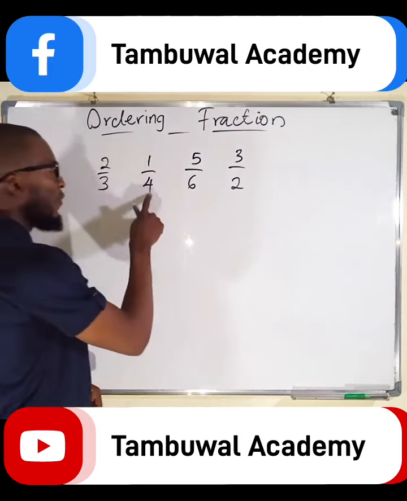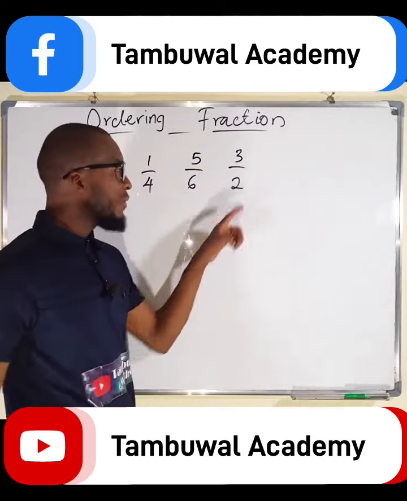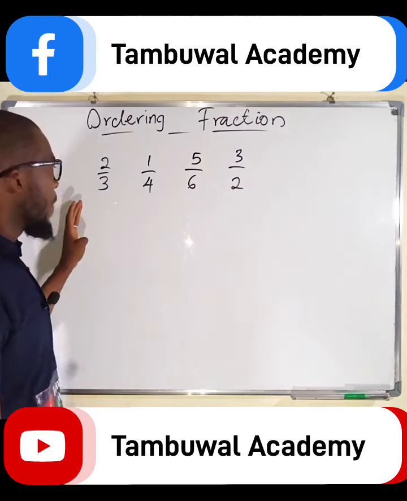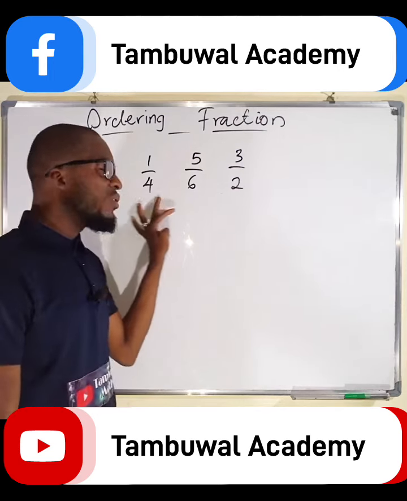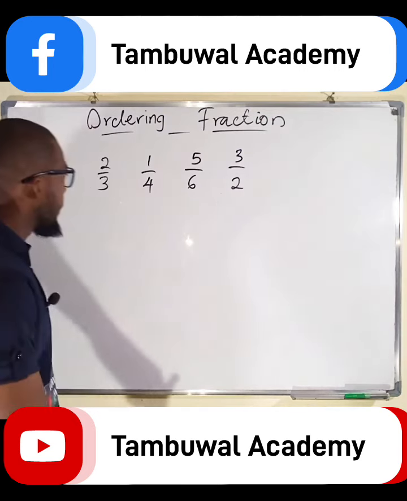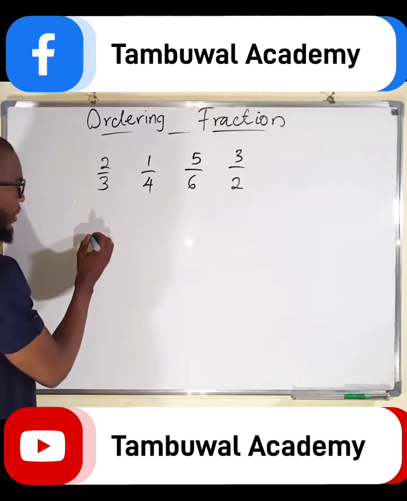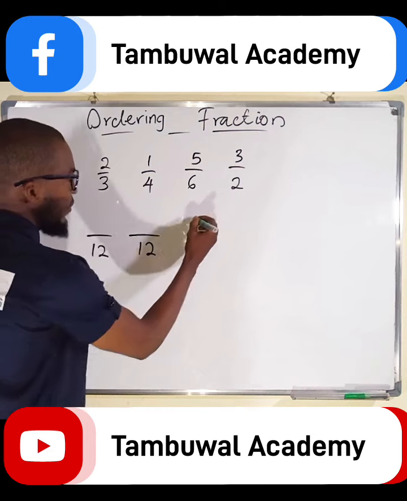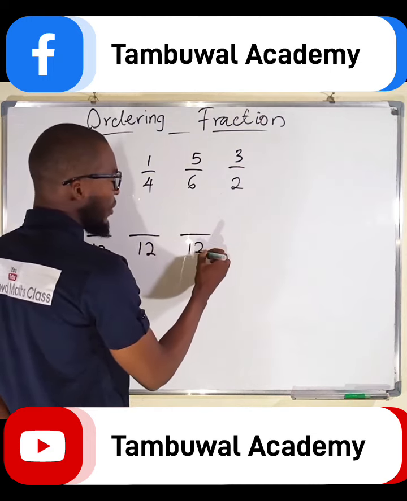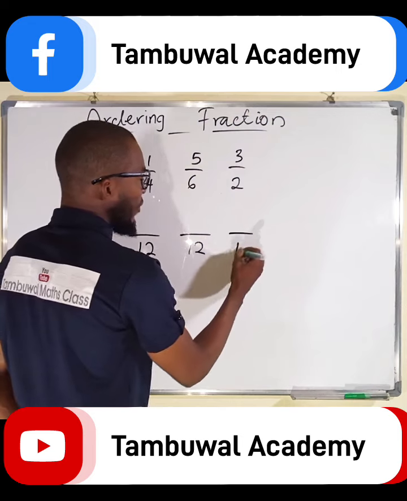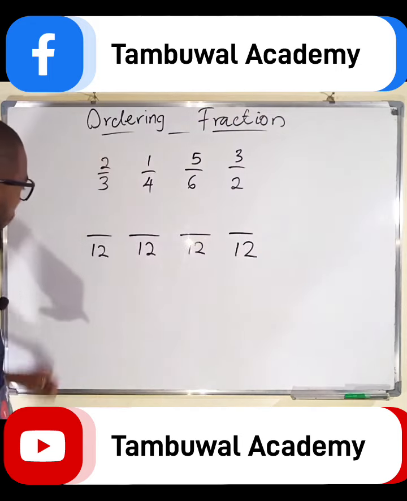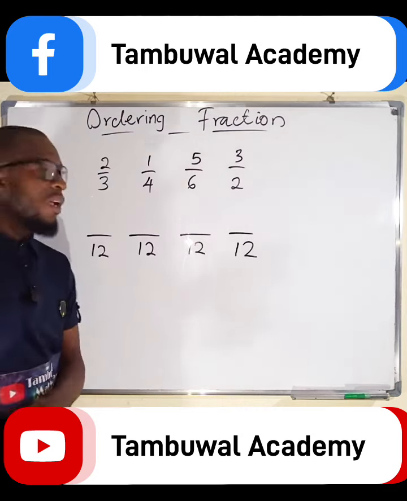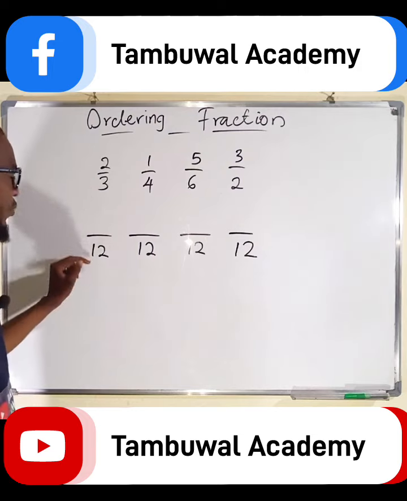3 can go into 12, 4 can go into 12, 6 can go into 12, likewise 2 can go into 12. So we are going to transform each of these denominators to 12. So we have a fraction over 12, a fraction over 12, a fraction over 12, a fraction over 12. This is the first step. Now, what number will you multiply 3 with to get 12? That number is 4, because 4 times 3 is 12.